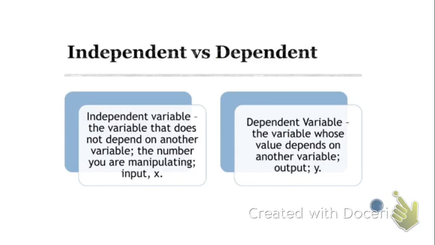But before we talk about constant of proportionality, it's very important that we know the difference between an independent and dependent variable. An independent variable is a variable that does not depend on another variable. In other words, it's going to be your input or your x value. Your dependent variable is the variable whose value depends on another variable, and it's going to be your output and your y value. Go ahead and pause this video and identify independent and dependent in your journal.